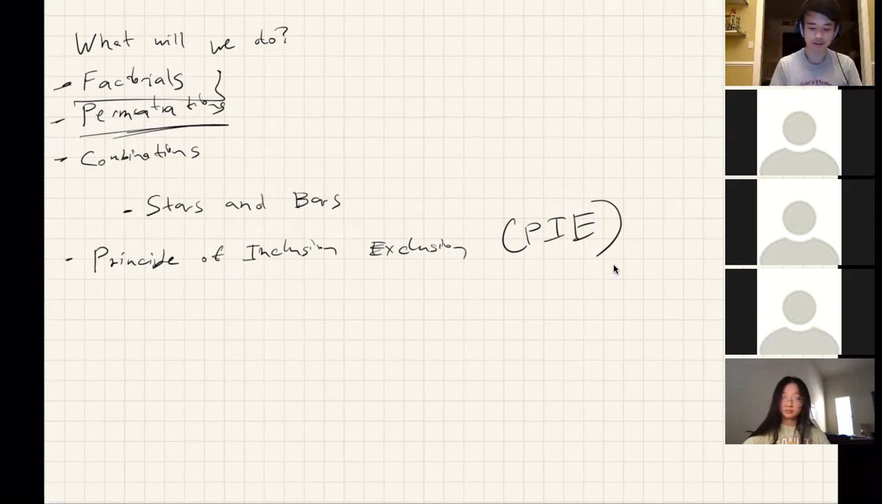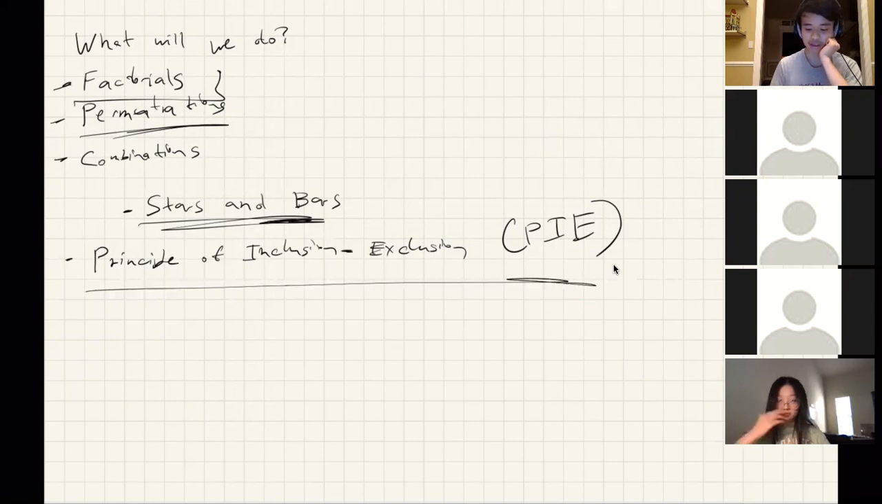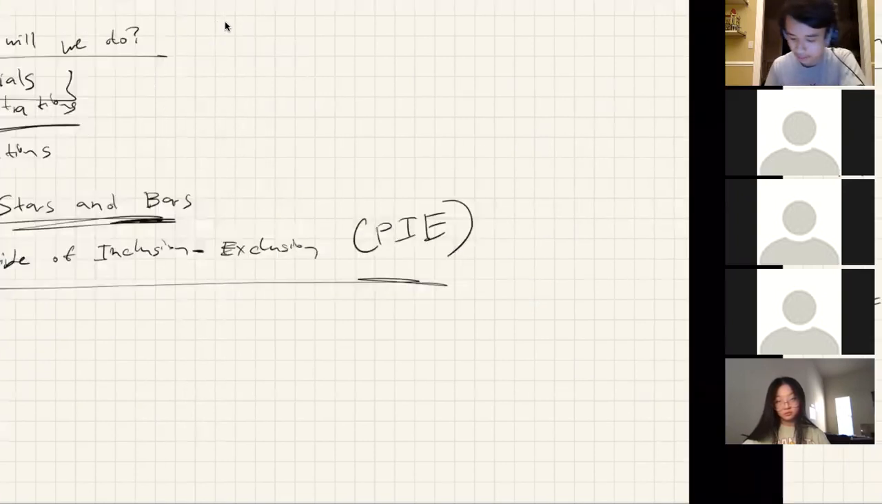And we'll talk about stars and bars and other things you can do with combinations and permutations. And if we have a little bit of time, we'll go through the principle of inclusion and exclusion, also known as PIE, which is one of those things in math that is a simple concept, but people use big words to describe it and make it look really scary for basically no reason.